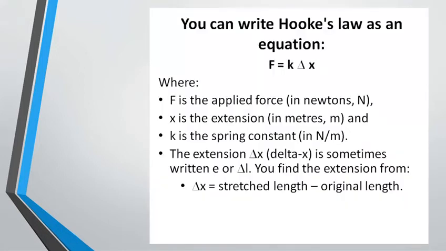So Hooke's law, if we write it down as an equation, can be written as F is equal to k into delta x. K is the spring constant, delta represents the change in extension, and x represents the extension. All the things have been described here. Extension delta x is sometimes written as delta L.